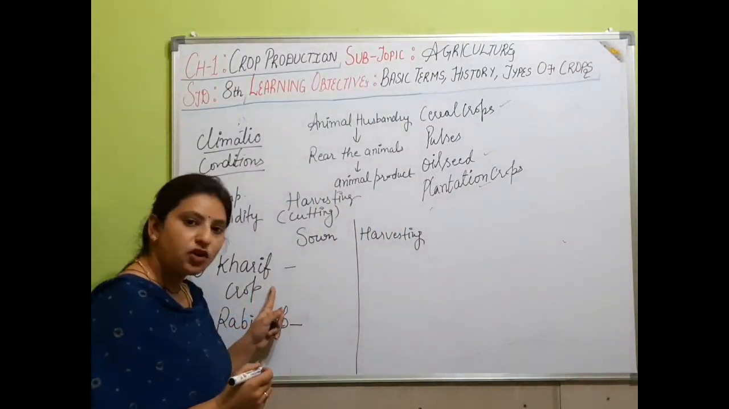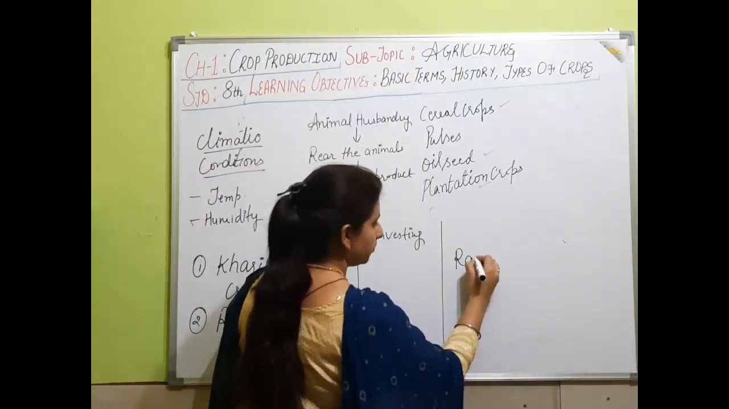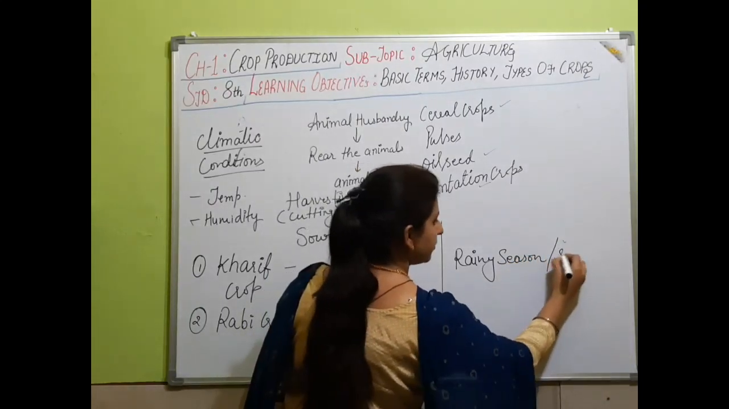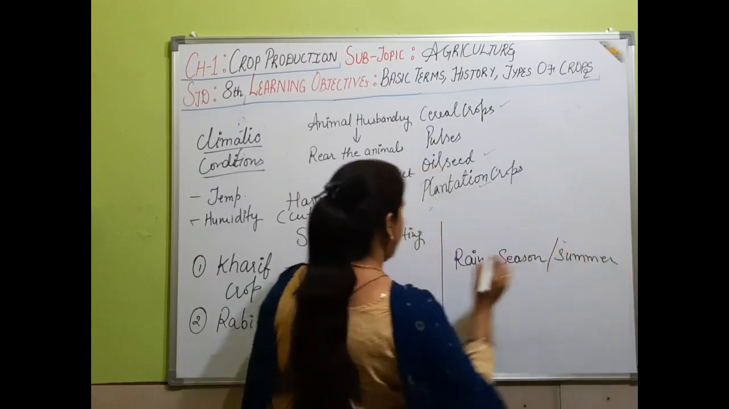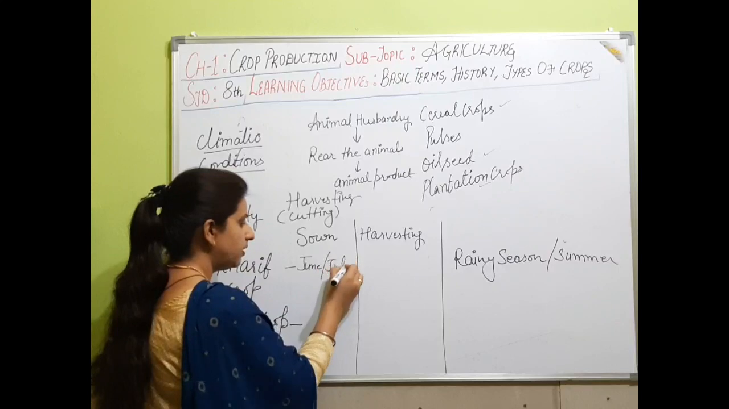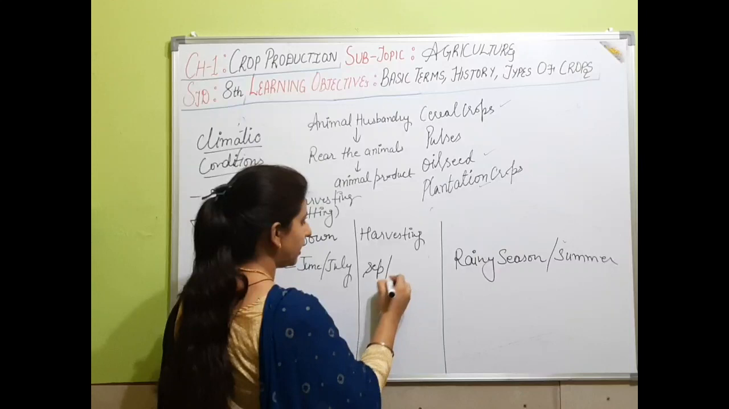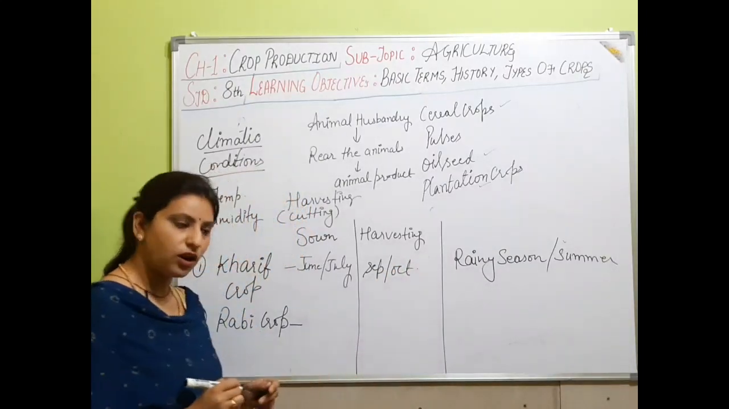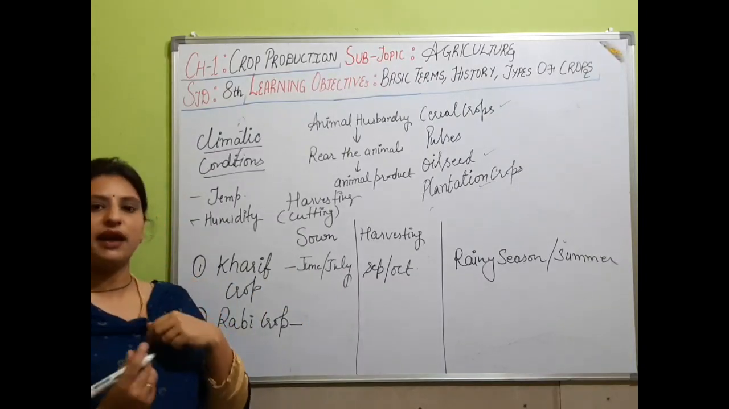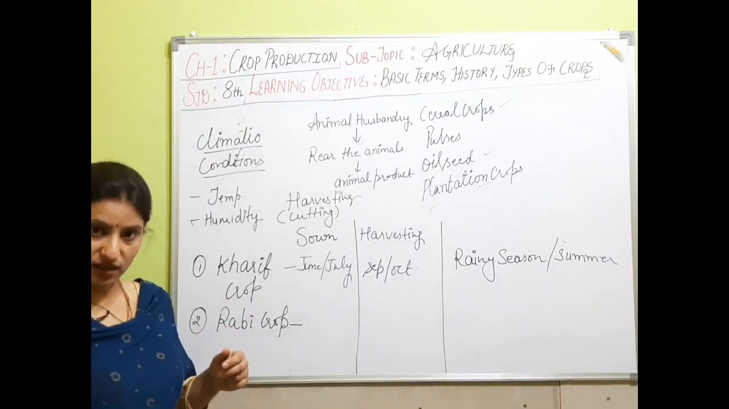Okay, so Kharif crops are the rainy season crop, or also called summer crops. They are sown in June and July, and they are harvested in September and October. If we are going to exemplify it, then paddy is a very good example, which is called rice, and maize.